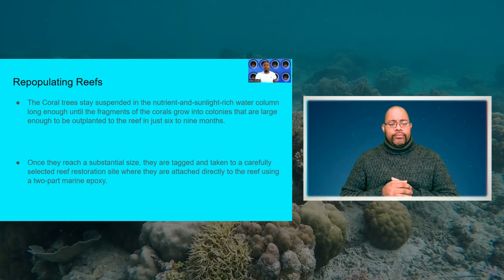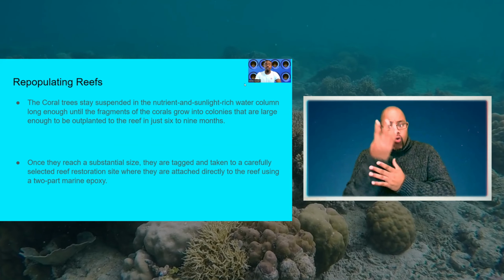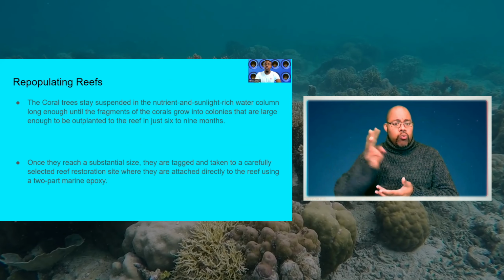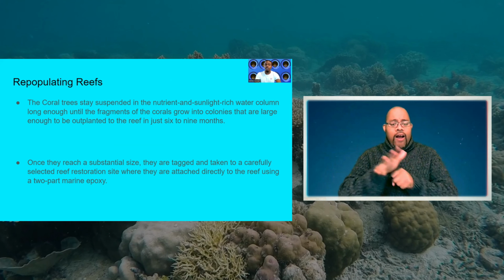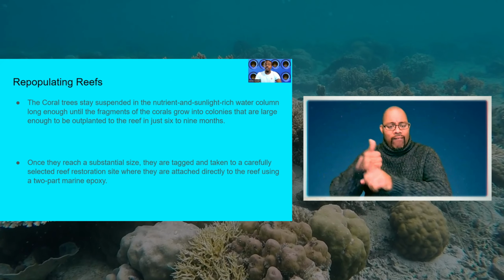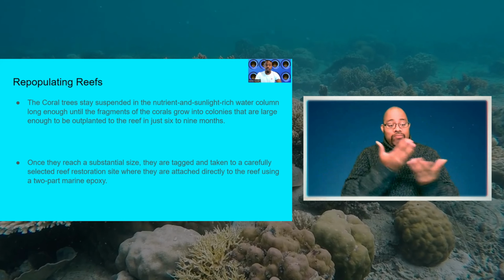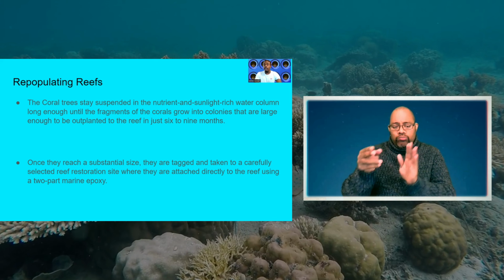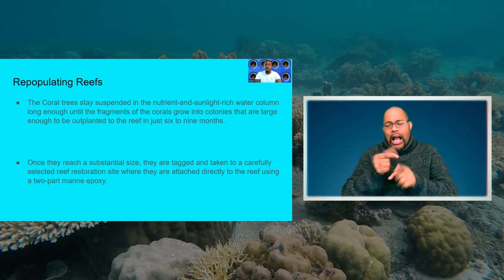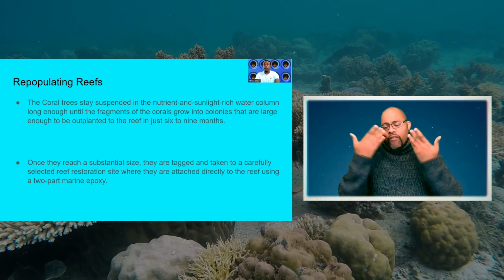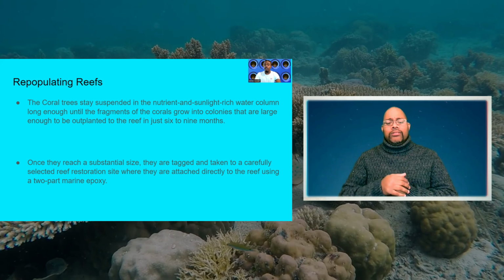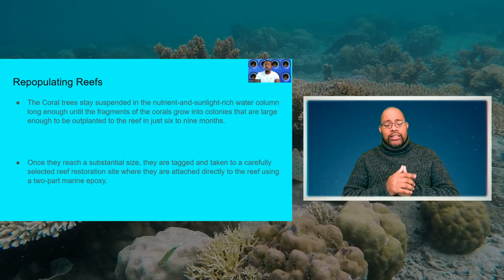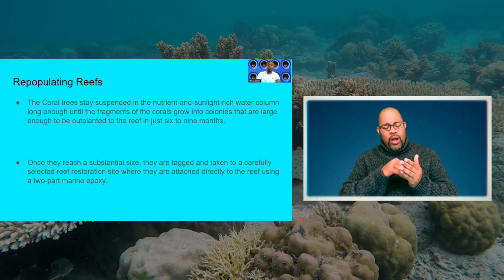So, repopulating reefs. The coral trees stay suspended in the nutrient- and sunlight-rich water column until the fragments grow into colonies large enough to be outplanted into the reef, in just 6 to 9 months. Once they reach a substantial size, they're tagged and taken to a carefully selected reef restoration site, where they are attached directly to the reef using a 2-part green epoxy, an environmentally friendly clay-like material that secures the coral onto the reef itself. The Coral Restoration Foundation has been using this method since 2012, and they have outplanted more than 120,000 corals onto the Florida Reef Tract.